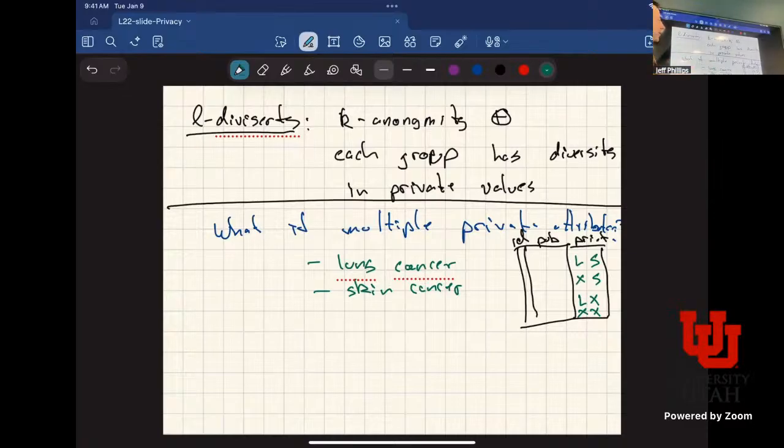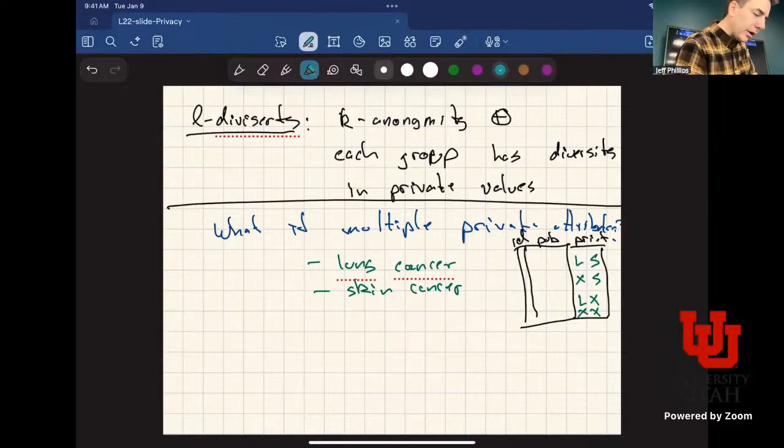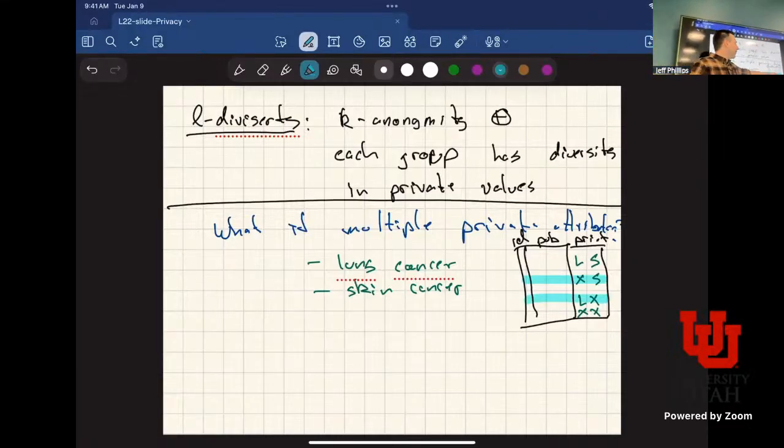And I'm going to group them so that there's some difference in the private attributes. I can't tell whose records are whose. What this does not prevent against, though, is that there could be a group where everyone in the group has lung cancer or skin cancer. Sorry, I did this wrong. So let's say they have lung cancer or skin cancer. So there are different people in the group, but they always have one form of cancer. They don't all have the same form of cancer, but they all have some form of cancer.